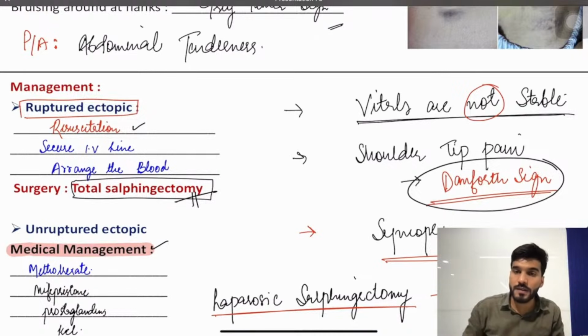More than 4 centimeters, we go with the surgical management. Less than 5,000 international units of beta HCG, you go with the medical management. More than that, we go with the surgical management. Remember, there is only one management for the ruptured ectopic pregnancy, that is total salpingectomy.